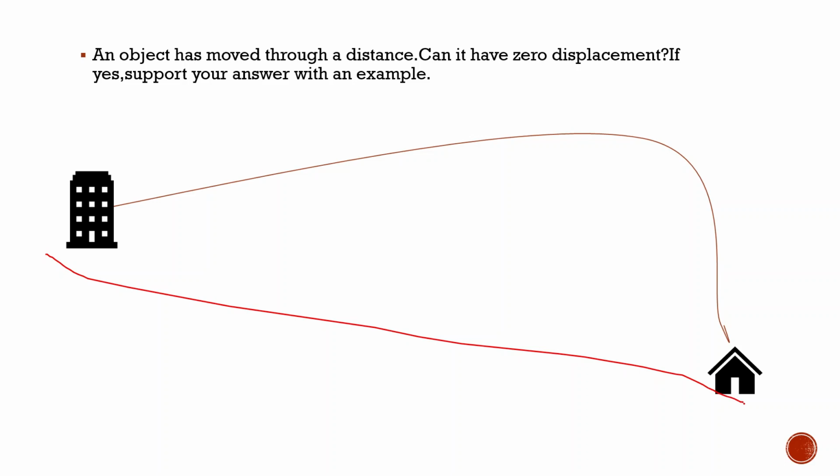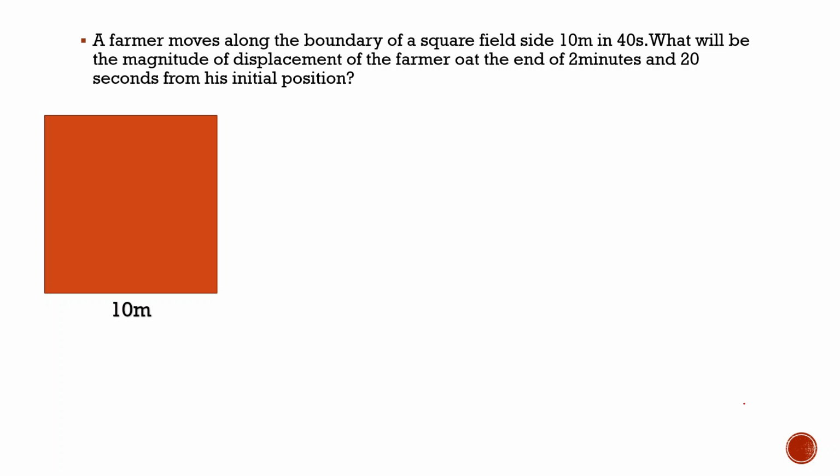Okay. Second question: a farmer moves along the boundary of a square field, say 10 meter, in 40 seconds. What will be the magnitude of displacement of the farmer at the end of 2 minutes and 20 seconds? Now see here, the side of a square field is 10 meter. So the farmer can cover the whole boundary of the square field in 40 seconds.